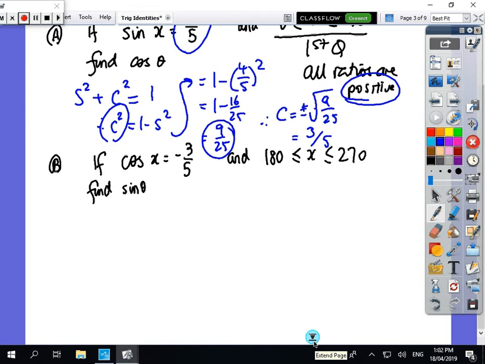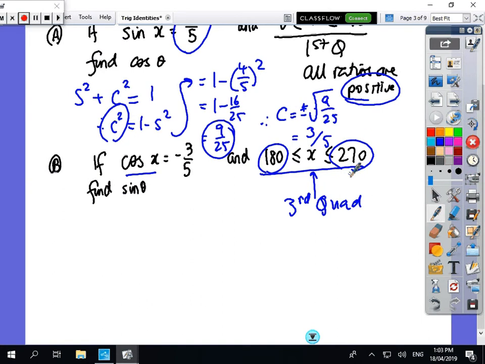Okay, next example. Cos theta is negative, and we get this information. Now this information tells us we're in the third quadrant because we're between 180 and 270, and in the third quadrant sine is negative.